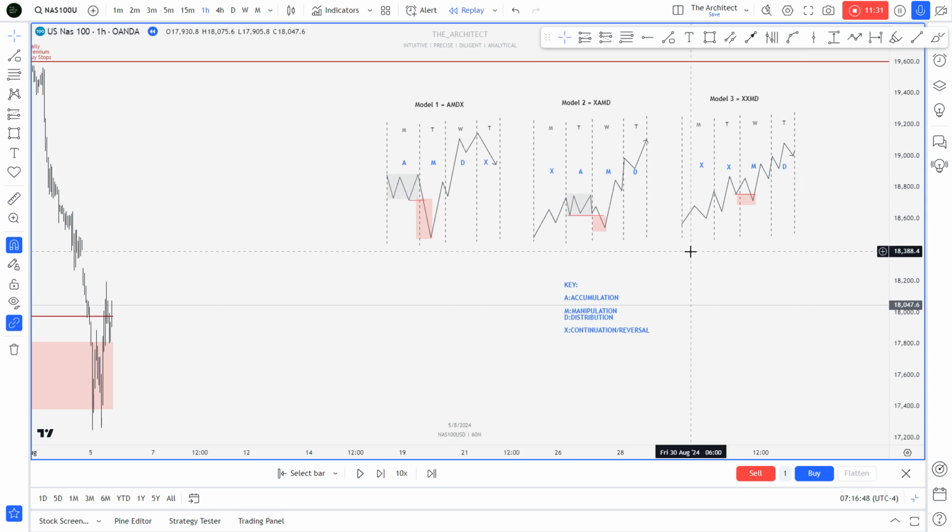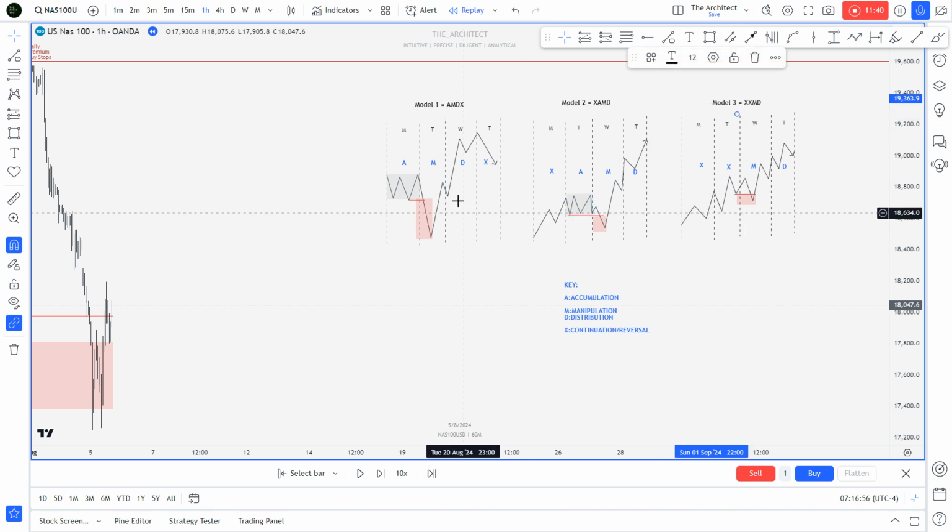I released the video on Tuesday, right? And there I mentioned that that weekly candle can unfold in three different ways. Still the same bullish candle, but it can unfold in three different models, right? First model is called AMDX. Model 2 is XAMD, Model 3 is XXMD. So these are different variations of how the candle can unfold. Here's the key. A is accumulation, manipulation, you have distribution for D, and then X is a continuation or reversal.